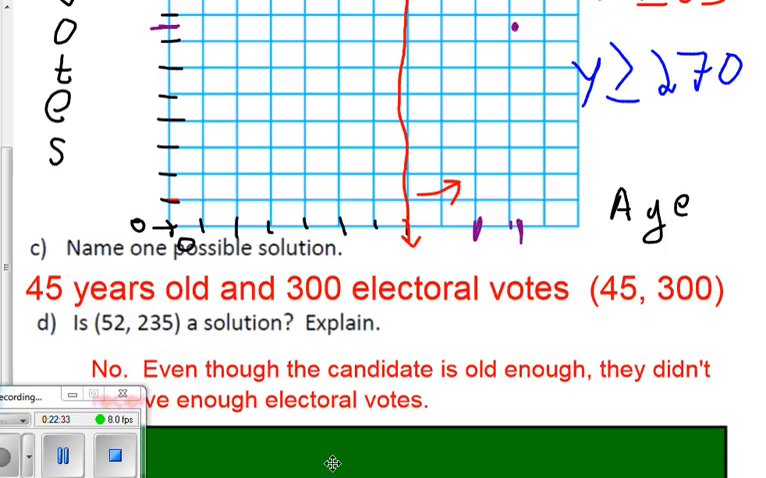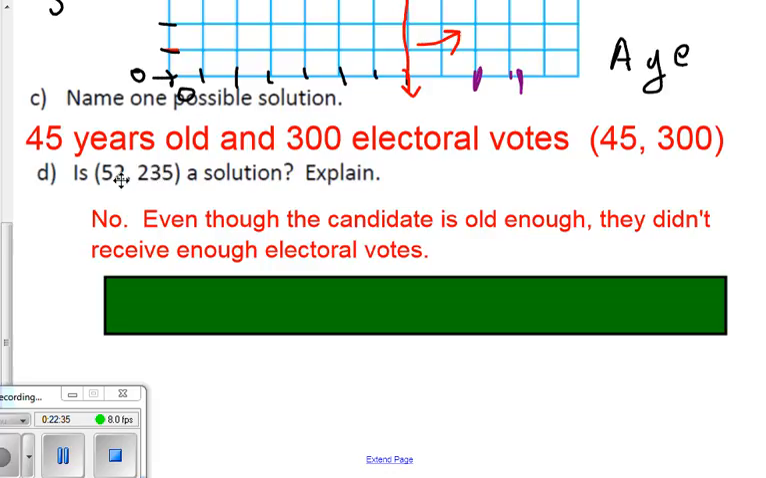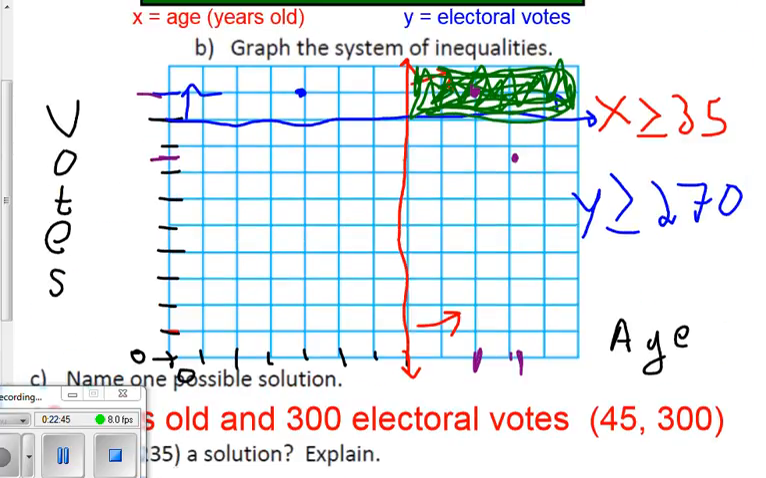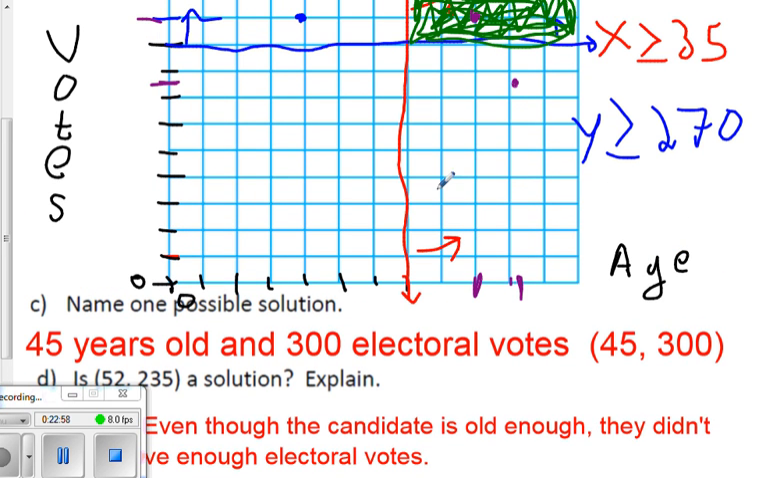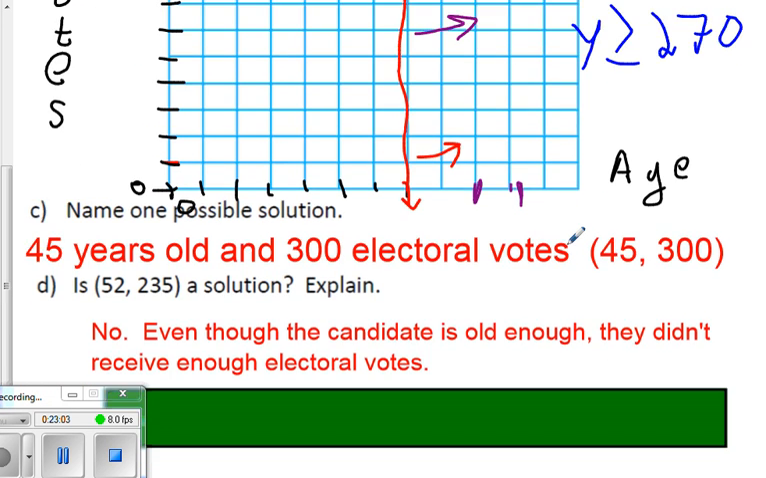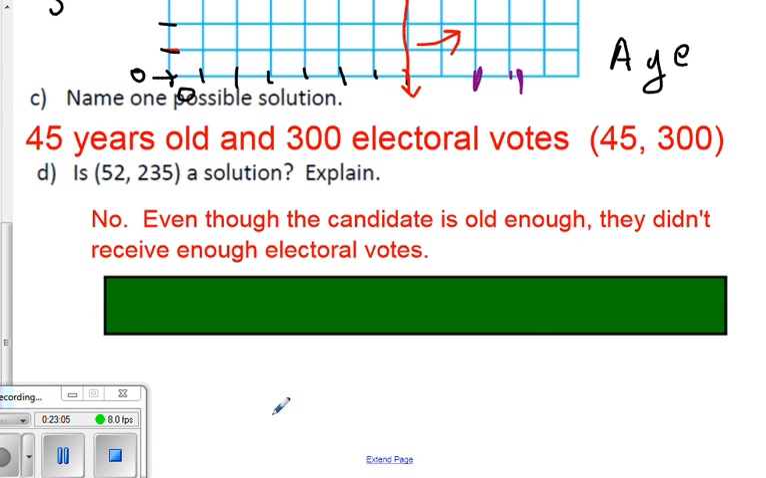Well, no. Even though the candidate is old enough, 52 years old, they're definitely old enough to be president, with 235 they did not receive enough electoral votes. And again, we can look at our graph and see this point right here. That's definitely not in the zone where we're able to be president. We're not eligible. So yes, they're above the age, but they're not above the right amount for electoral votes. And that would be graphing systems of linear inequalities.